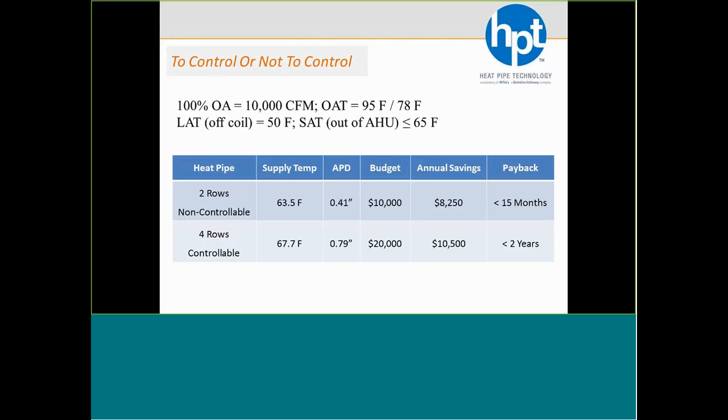So now instead of $8,000 a year, you save $10,500 a year. And your payback, even though you paid twice as much for it, is still less than 2 years. And once you've paid that off in less than 2 years, you're going to save over $2,000 more per year. So if you want to look at it from the premium for the heat pipe, you've now paid $10,000 more to save over $2,000 more per year.